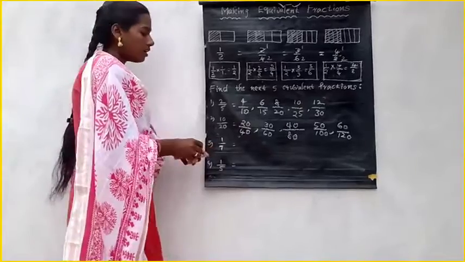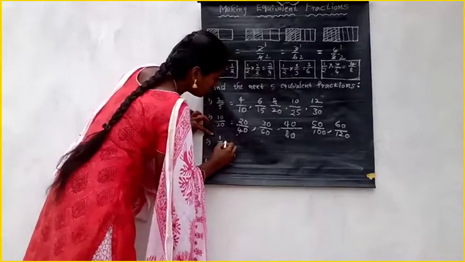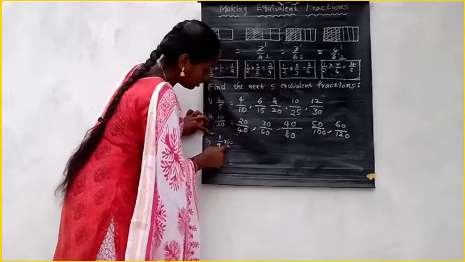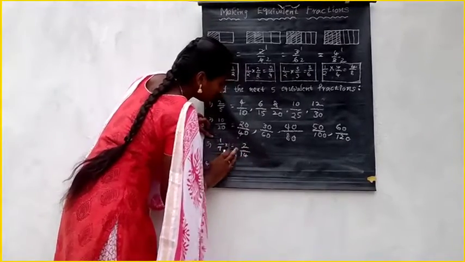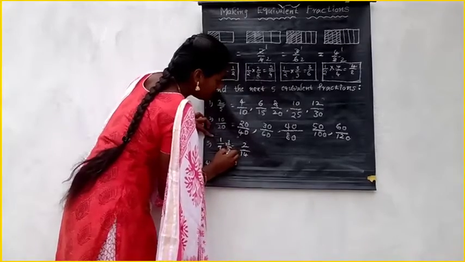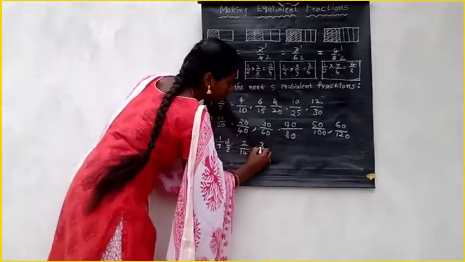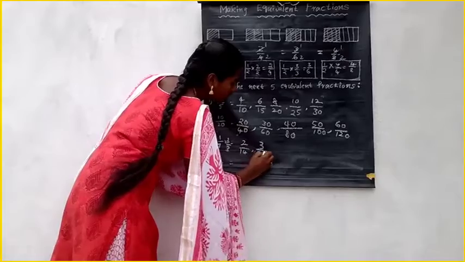Next, 1 by 7. How can you make? See here, Nana. First we should multiply with 2 by 2. 2 1s are 2, 2 7s are 14. Next we should multiply with 3 by 3. Means 3 1s are 3, 7 3s are 21.